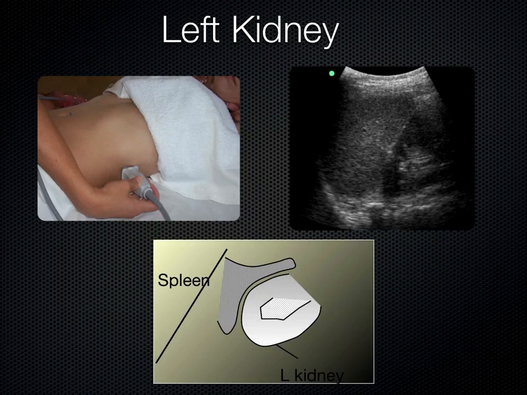Now, the left kidney is more towards the head and more towards the bed. What do I mean by that? It's more superior and it's more posterior. More superior meaning more towards the head, more posterior meaning more towards the bed.